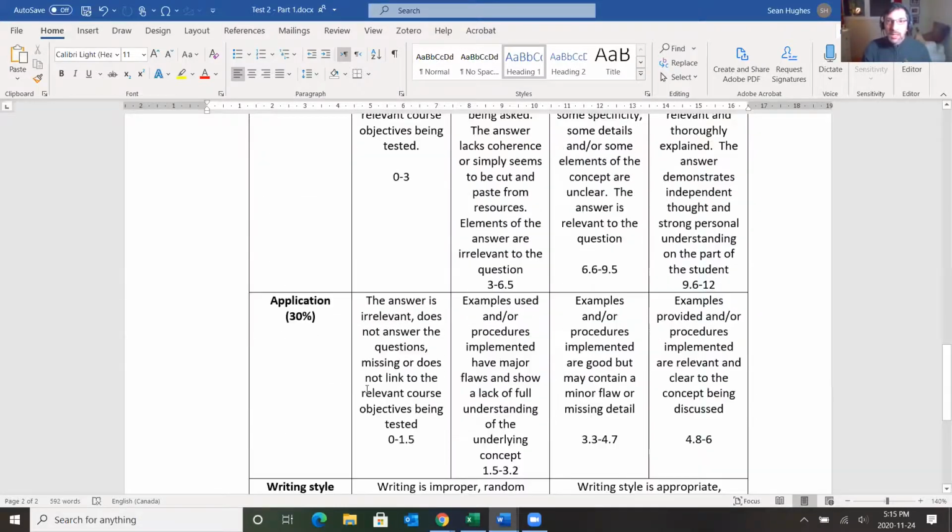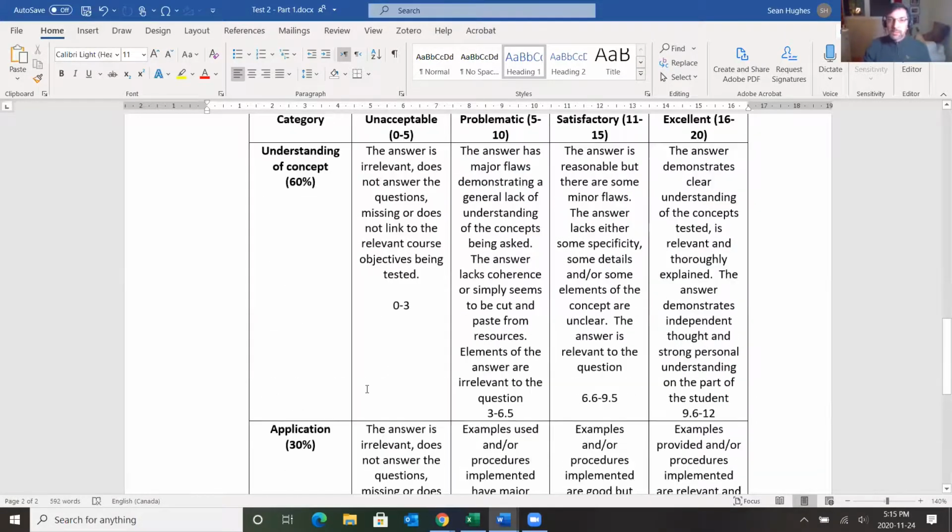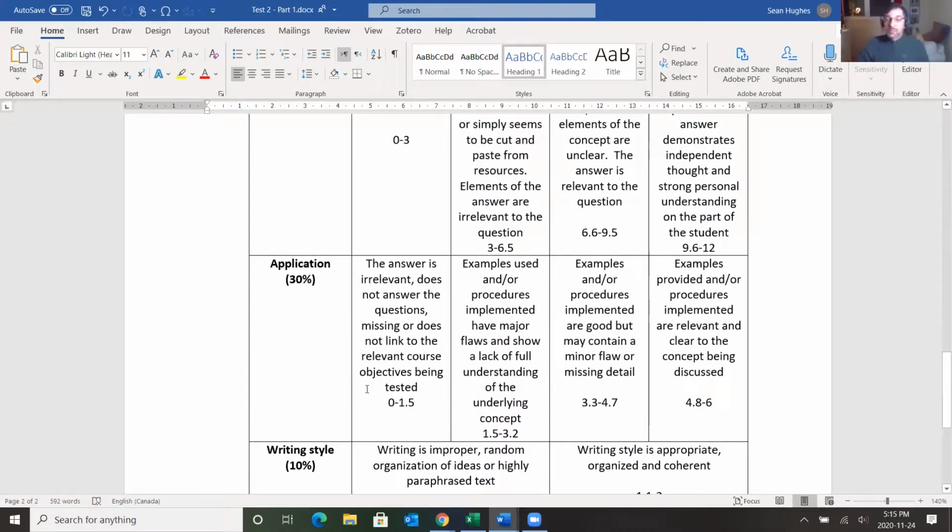Really, this grading rubric was applicable to any of the aforementioned questions that I had designed, regardless of the randomized context. So did you really understand the concept being tested? Was your answer relevant? Was it thoroughly explained? Do you have independent thought, right? Was there a strong personal understanding? So this is what I was looking for. If you gave me examples or the procedures that you came up with, were they relevant? Or were you just slapdashing things from your notes? I had a lot of students that just brain dumped a whole lot of things from their notes. Well, they weren't going to get the top grades.